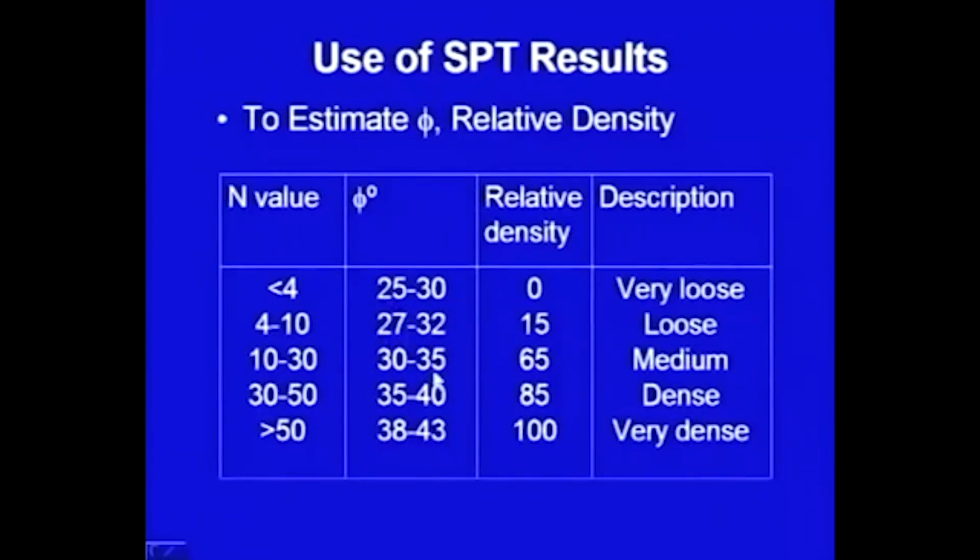So, these are the phi values, and you can find that the first range is 25 to 30, the second one is 27 to 32. So, there is some overlapping between the two. You have to use your own experience, maybe some supplementary tests also, when deciding the exact value. This gives the range, or as an approximation, if your N value is 7, you can make a linear interpolation between these two values for using in design.